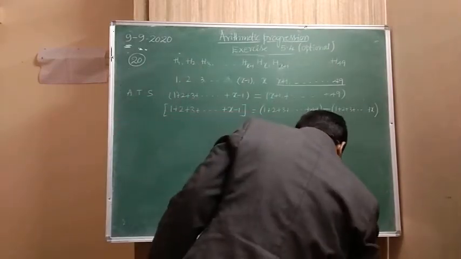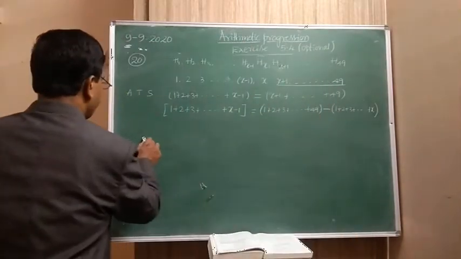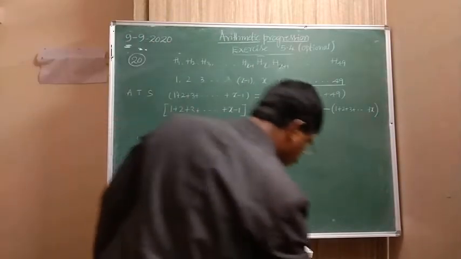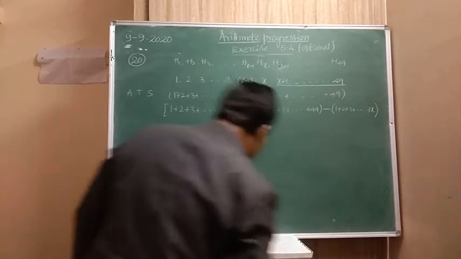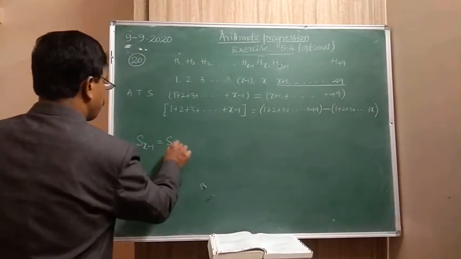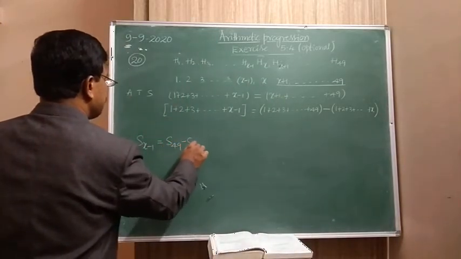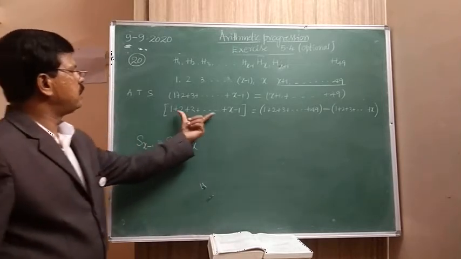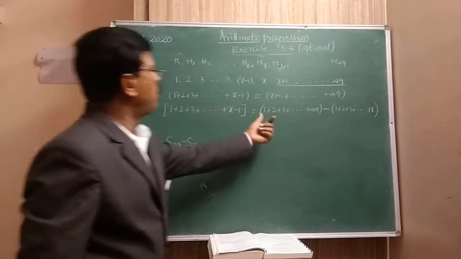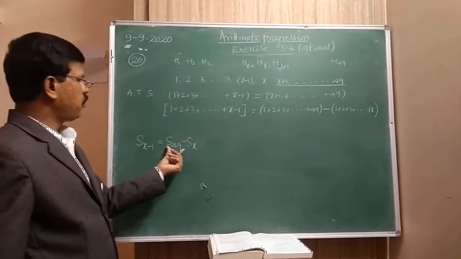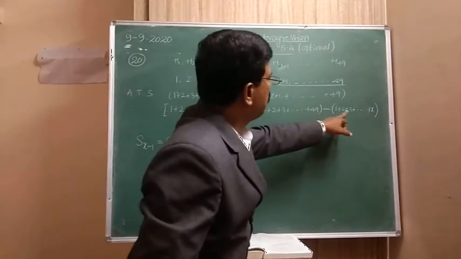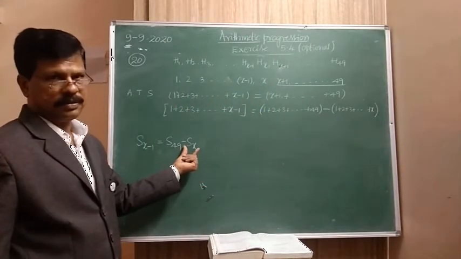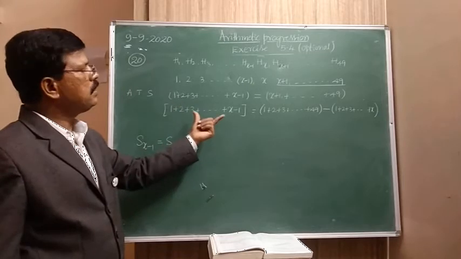See, in that, S(x minus 1) is equal to what? S49 minus Sx. That is, the sum of x minus 1 terms is equal to the sum from 1 to 49, S49, minus 1 plus 2 plus 3 etc. plus x, which is Sx. Followed? So this is the procedure.